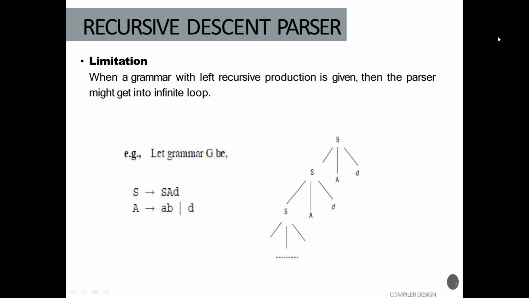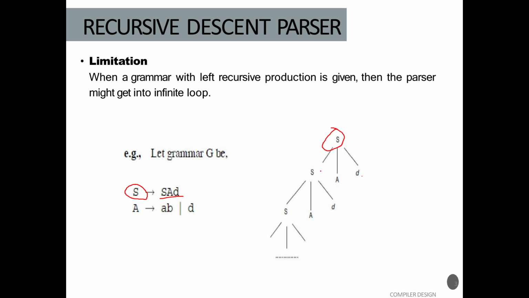So this is a limitation of the recursive descent parser. When a grammar with a left recursive production is given, the parser might get into an infinite loop. Suppose, for example, we have the productions S tends to SAD, and A tends to AB or D. Here we construct the parse tree from the start symbol S, which is a non-terminal. When we expand S, we have the production SAD, so S is followed by A, then followed by D.